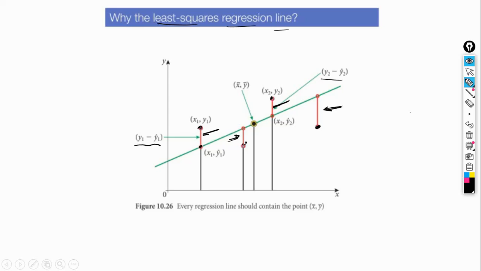So to avoid this, we do what we did with the variance. What we do is we minimize the squares of these errors. So that means that the line of best fit is the line that minimizes the sum, using sigma notation, of y sub i minus y hat sub i, squared. So that's why it's called the least squares line of regression, and it's symbolized with y hat equals bx plus a.